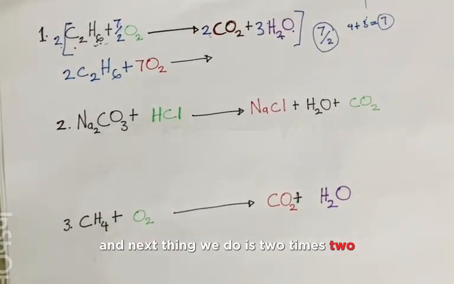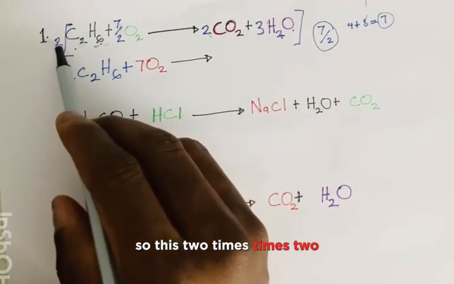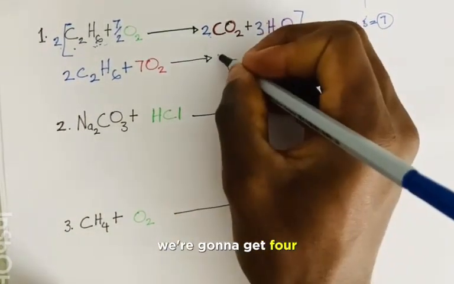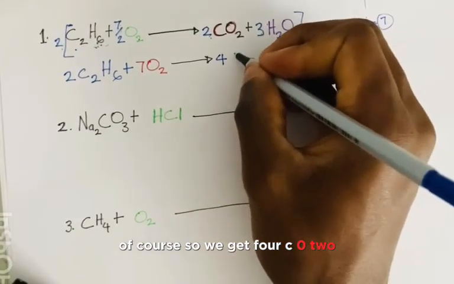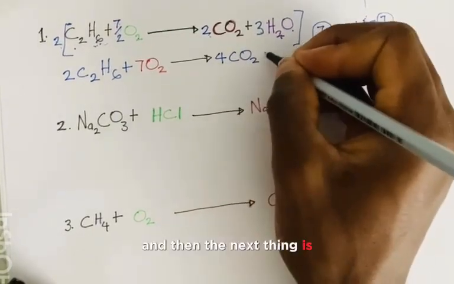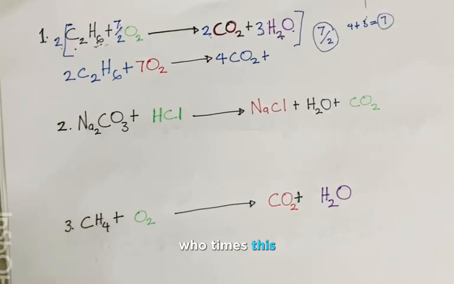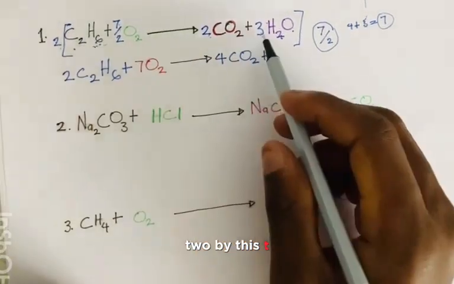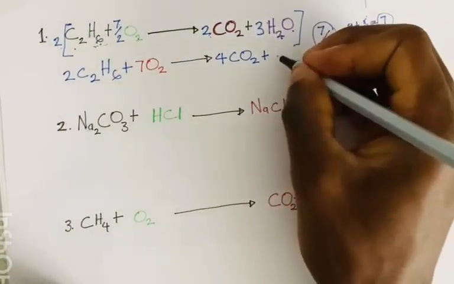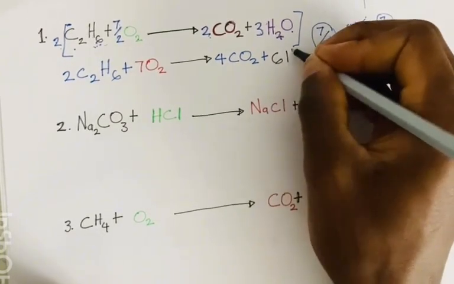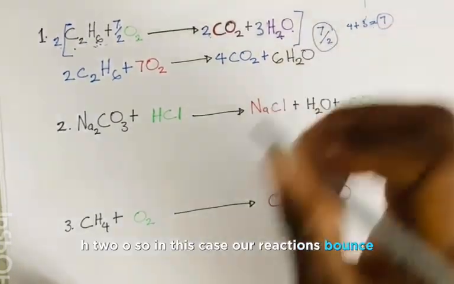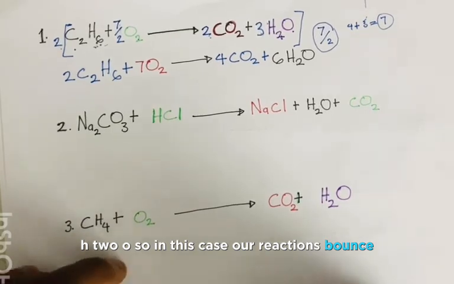The next thing we do is 2 times 2. So this 2 times this 2, we're going to get 4, so we get 4CO2. And then the next thing is we multiply this 2 by this 3, 2 times 3, of course we're going to get 6H2O. So in this case, our reaction is balanced.